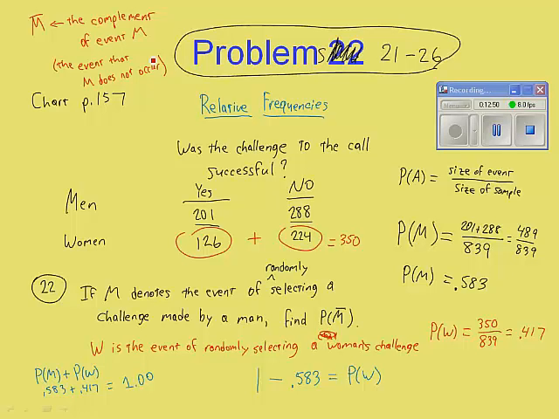So it's like the opposite, in a sense. But in this example, it's very easy. If M doesn't occur, what does occur? M bar or W. Isn't M bar the same as W? If you don't pick a man, what do you pick? Right. So the answer to problem 22, I will tell you. What is the probability of M bar? It's 0.417.